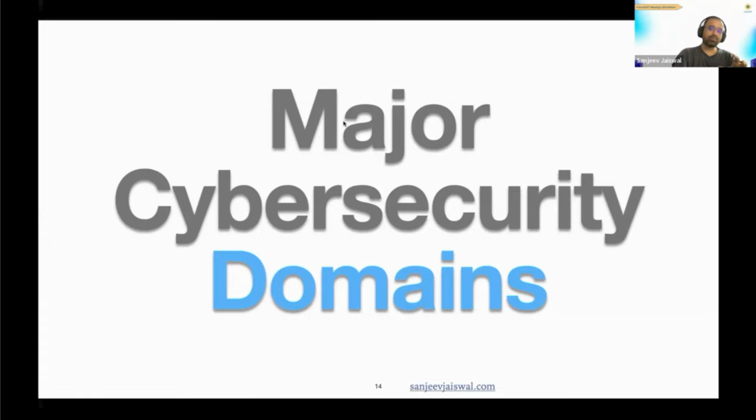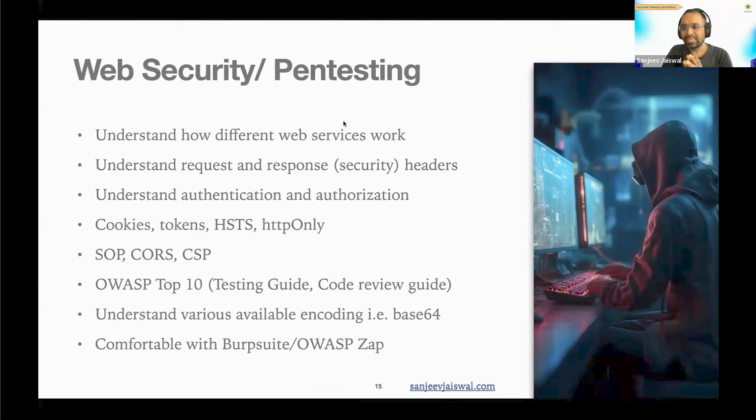So now when I talk about major cybersecurity domains, the first thing that comes is web security and pen testing. Anyone who is trying to learn cybersecurity thinks about this. But when you are trying for a web security or penetration testing job, I'm not talking about bug bounty, though this skill set is required there as well. I'm talking about if you want to have a job in the pen testing domain. What are the common things that you want to learn?